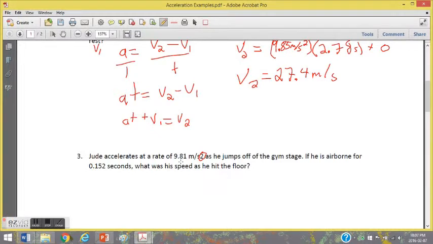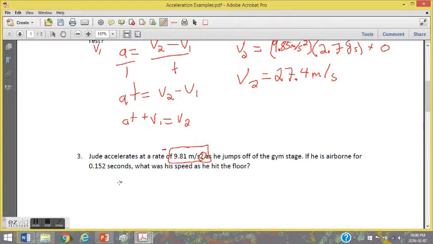Okay. Now, there's a little bit we can look at here. He's jumping off the gym stage, and so he is moving downwards, which means we've got a vector here. Direction for this is down. It's negative. So he's being pulled downwards by gravity, and this is the real value. Is he moving downwards when he's standing on the stage? No. He's at rest, so V1 is 0. So it's very much the same as what we've got here, just that we have some negative numbers.